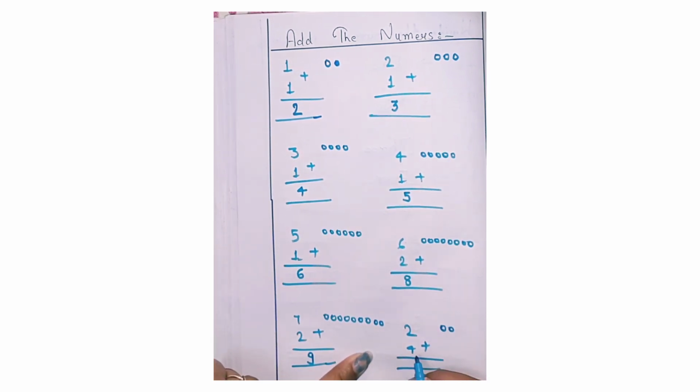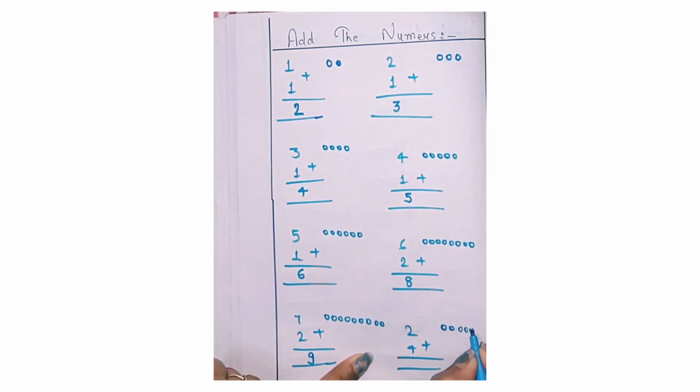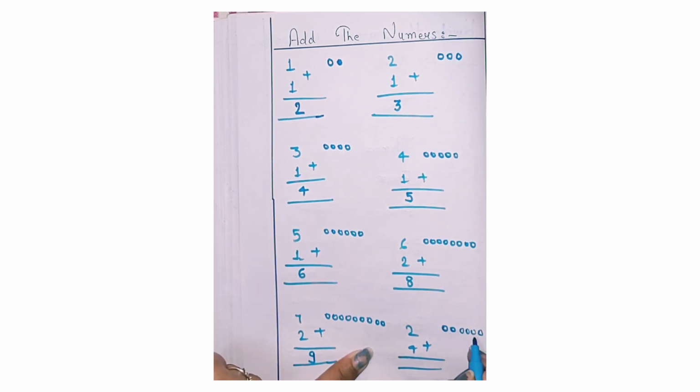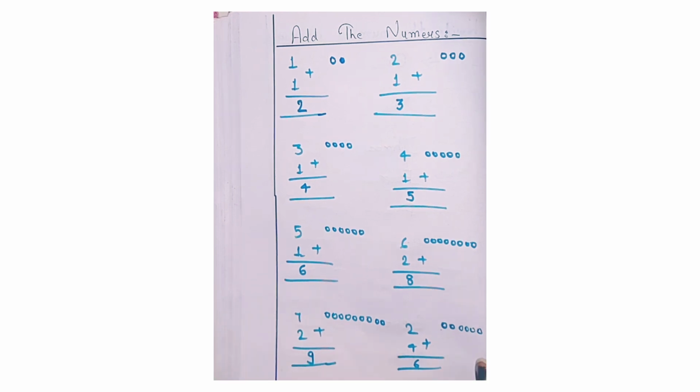1, 2 and 4. 1, 2, 3, 4. Count how many 0 are there? 1, 2, 3, 4, 5, 6. Write 6 here. That's all for today kids.